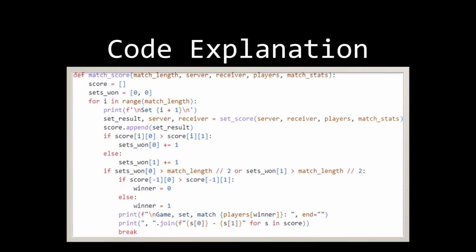The matchScore function takes as arguments the match length, the server, receiver, list of players, and matchStats dictionary. The number of sets won by each player is recorded. This is necessary to know when a player has won the match. Then a for loop is iterated up to the length of the match. Within each iteration of this loop, a set is played by issuing the setScore function. When the set's scores are returned from setScore, the winning player is determined by comparing the scores. The function then checks if either player has won enough sets to win the match. If so, a winner is declared and the function ends.